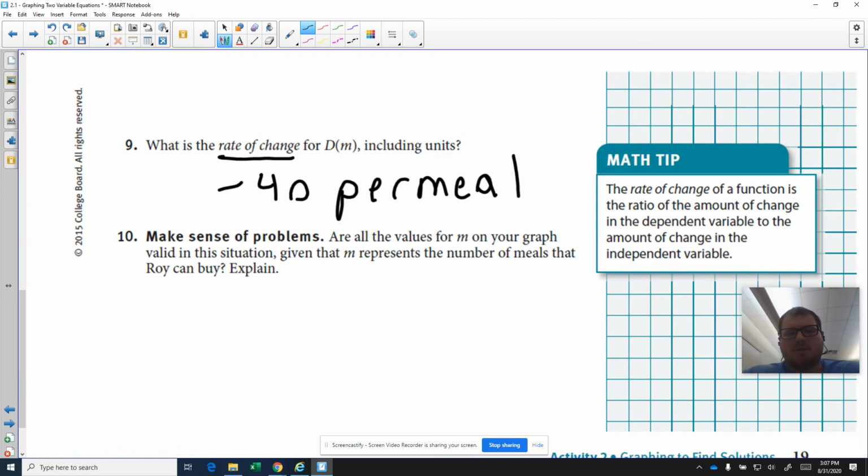So the rate of change each time is, if I buy 3 meals that day, I'm spending $120 because it's $40 per meal. So I have to make sure I subtract that within my problems.